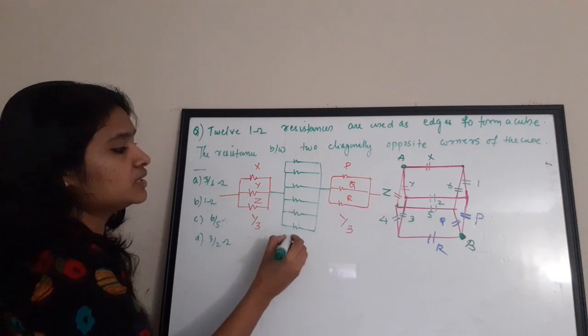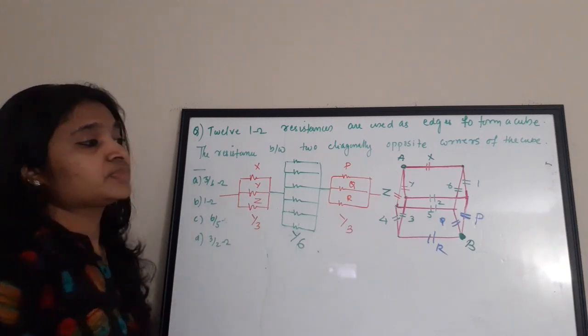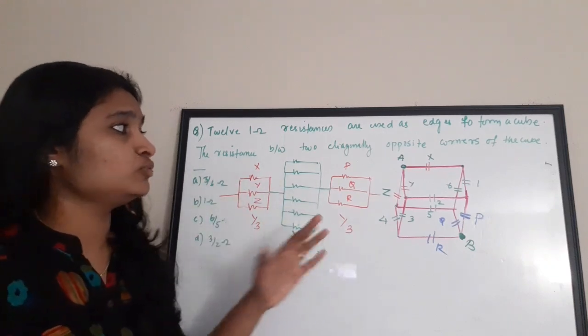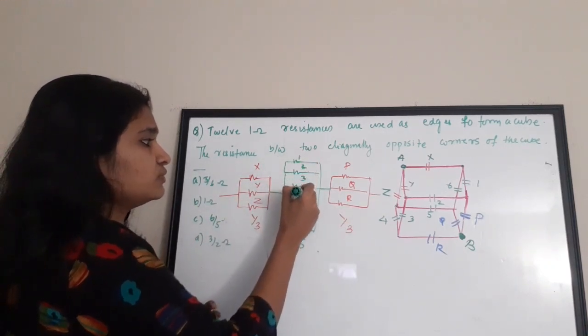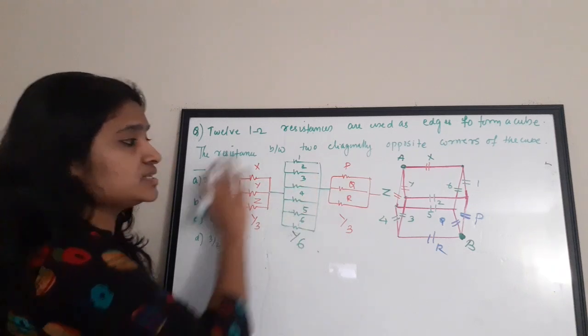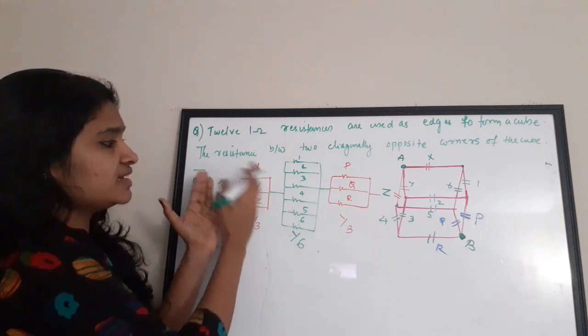Okay, now this is 1 by 6. So this is how you will obtain if you open out your cube. Okay, so this is 1, 2, 3, 4, 5 and 6. Now these are the resistors XYZ connected to same potential region.